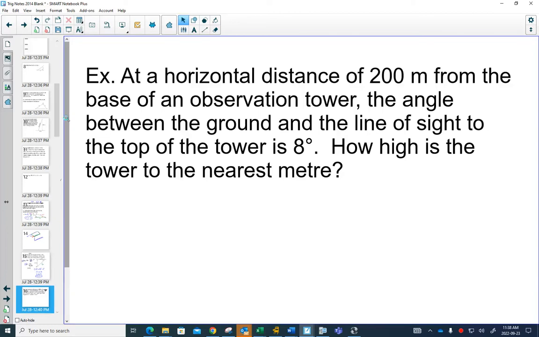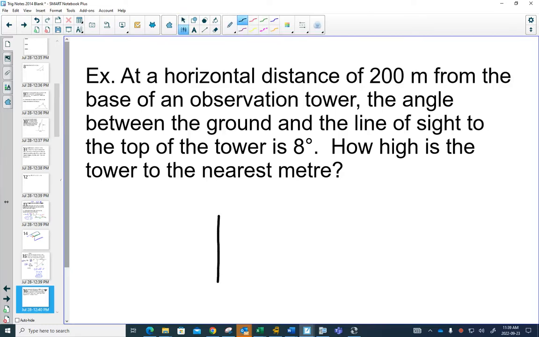At a horizontal distance of 200 meters from the base of an observation tower, the angle between the ground and the line of sight to the top of the tower is 8 degrees. One of the things that you're going to have to be able to do in this unit is read and interpret what that means. So in reading this question, I have an observation tower and something is 200 meters from that. I would like to draw a diagram.